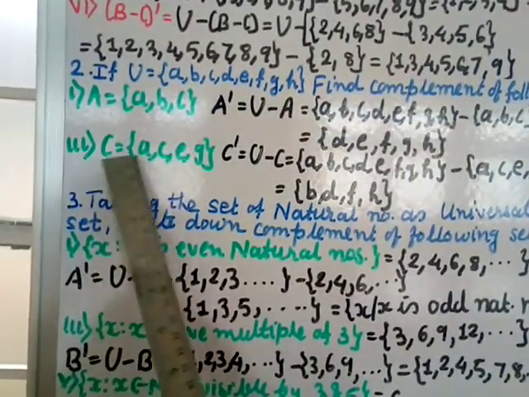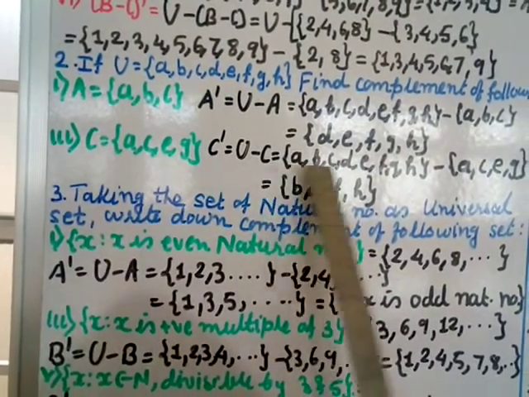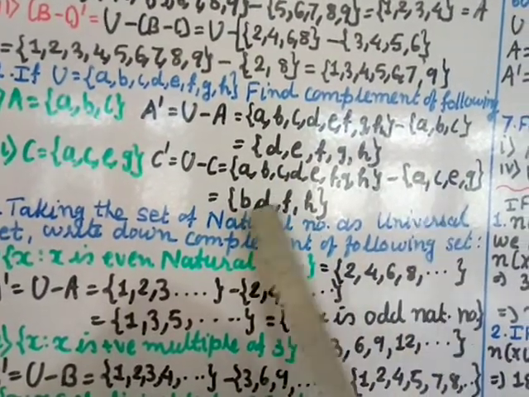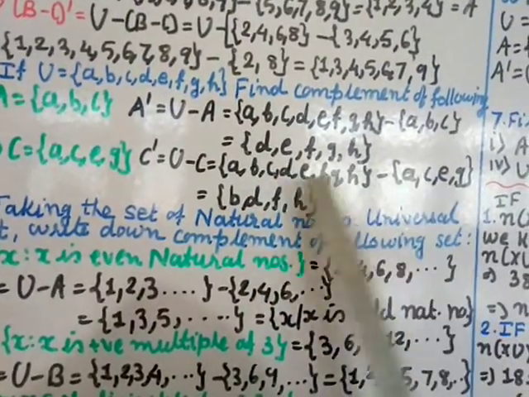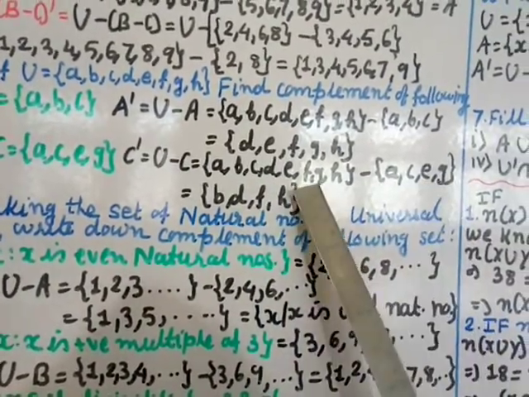Number 3, C = {a, c, e, g}. C' equals U minus C. So U is a, b, c, d, e, f, g, h, and minus this. So we have to exclude these elements from here. What will remain: a is there, so we will not take. b will be taken. c is there, so we will not take. d is not there, so we will take. e is also there, so we will exclude this. f, yes. g is here, so we will not take. And h.